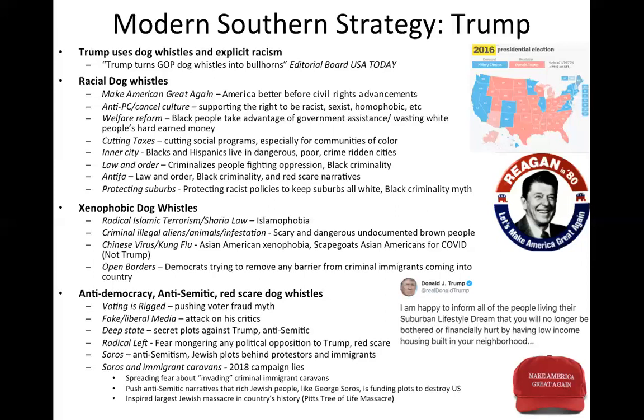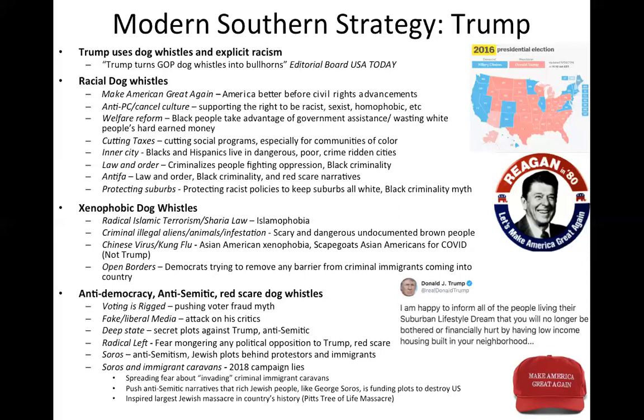And then he's got a lot of anti-democratic and anti-Semitic and Red Scare dog whistles, like voting is rigged, fake liberal media. Anytime media attacks him, it's fake and it's liberal. Deep state, he constantly talks about these conspiracy theories, secret plots that are against him. A lot of this has anti-Semitic feelings of Jews behind the scenes, sowing chaos to try to destroy him.